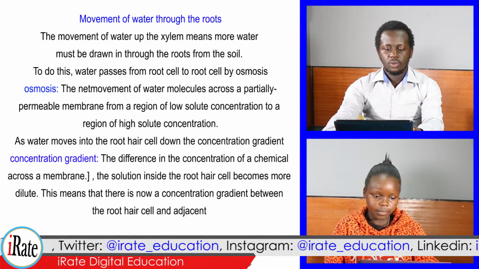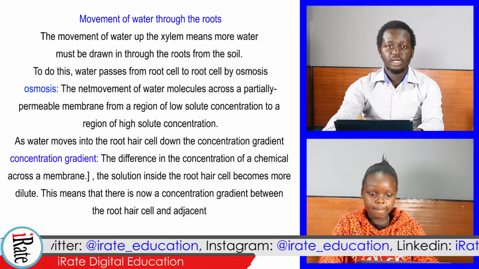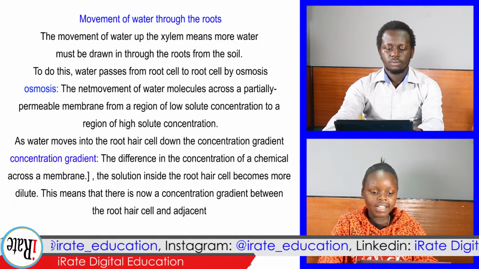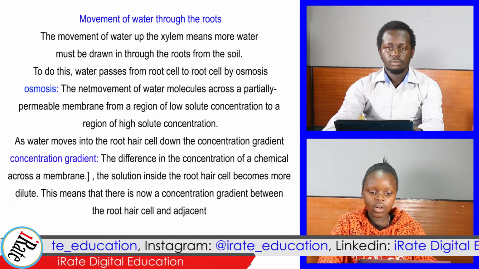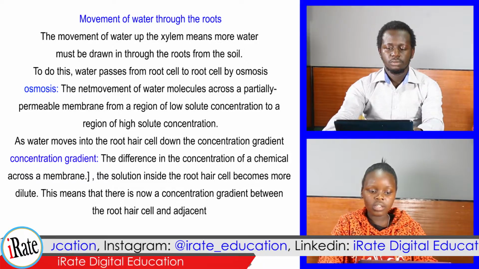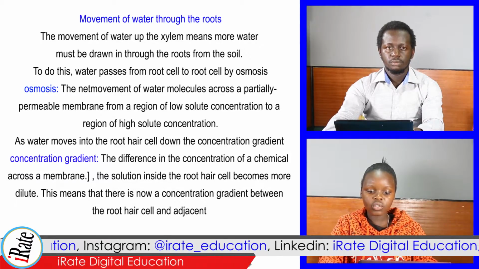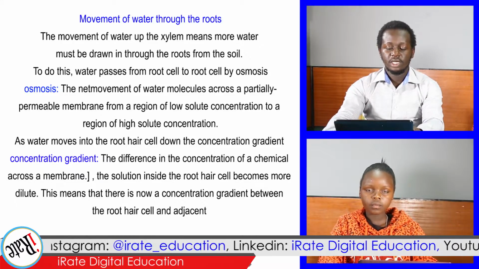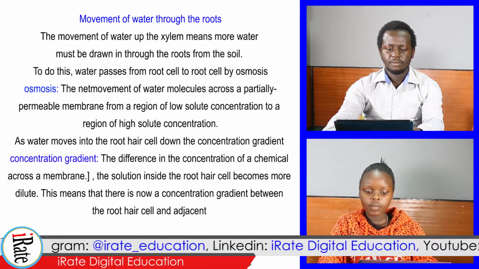To do this, water passes from root cell to root cell by osmosis. Osmosis is the net movement of water molecules across a partially permeable membrane from a region of low solute concentration to a region of high solute concentration. Water moves into the root hair cell down the concentration gradient.